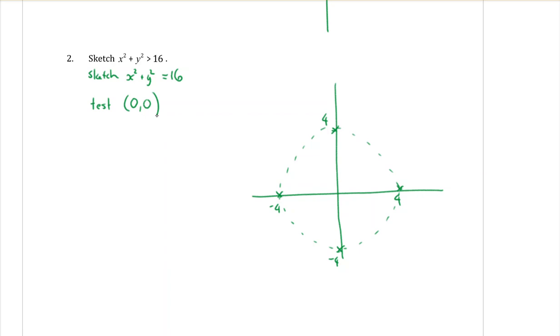So into the original equation, I would have 0 squared plus 0 squared is greater than 16. 0 squared is just 0. Is 0 greater than 16? No, it is not. It is smaller than 16, which means that the origin was the wrong side to shade. We're going to shade all the way around the outside. So you're going to have little shadings coming all out here.